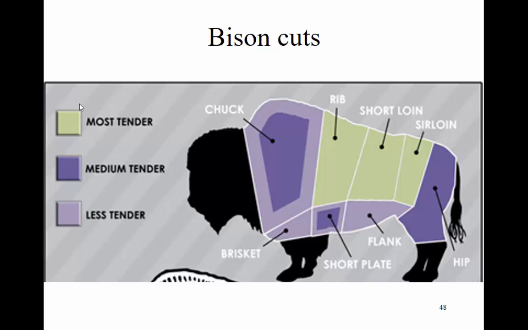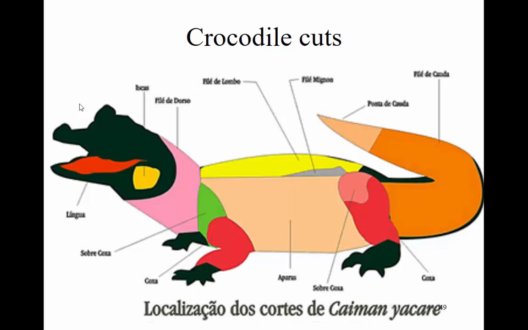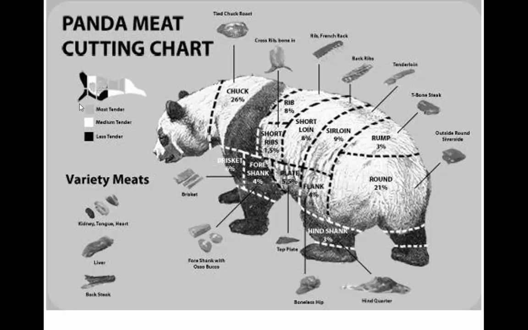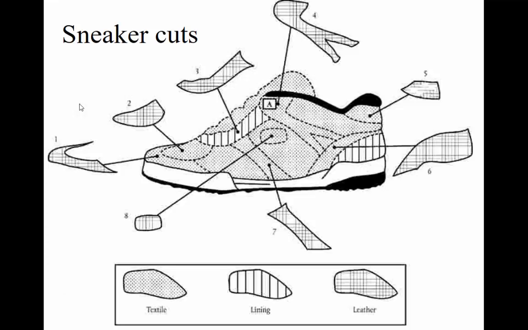So it seems there's a lot more good meat on a bison, but maybe they just don't have a sufficiently granular partition. And then crocodile, and there's the tenderloin, and panda, which is hard to get. But you should try and get some, because it won't be there forever. All right.